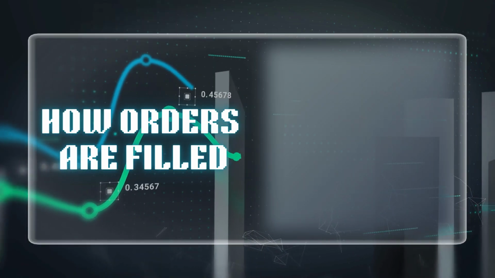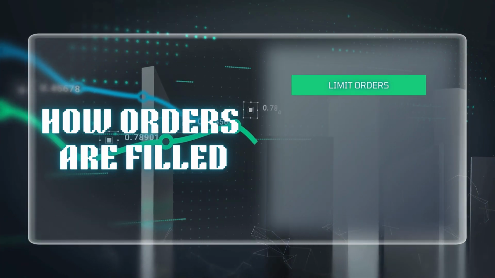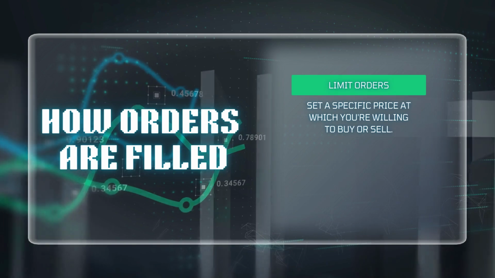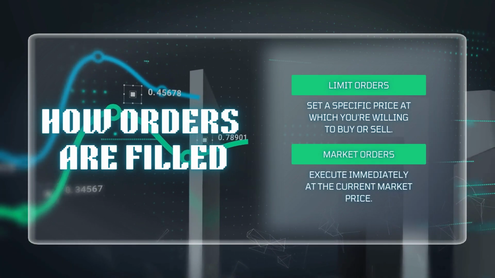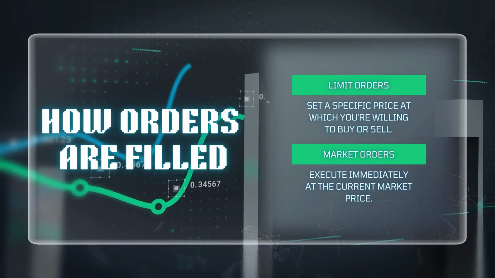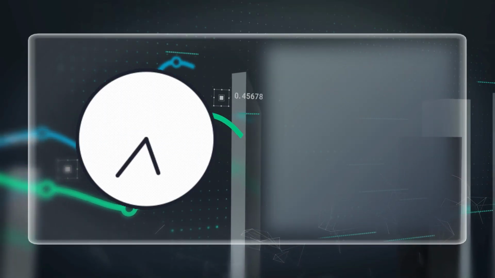Next, let's explore how orders are filled. Limit orders. Set a specific price at which you're willing to buy or sell. Market orders. Execute immediately at the current market price. Choosing the right order type helps control trade execution and pricing.